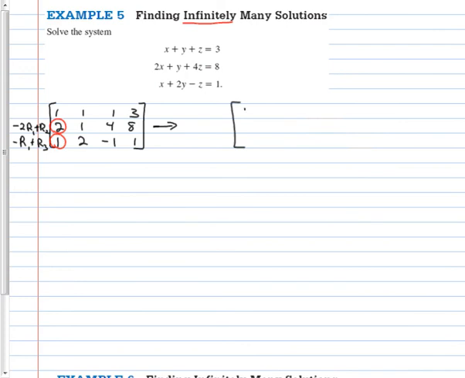So my first line is good. 1, 1, 1, 3. What are we doing? Negative 2 plus 2, 0. Negative 2 plus 1, negative 1. Negative 2 plus 4, 2. Negative 6 and 8, 2. Negative of row 1 added to row 3. Negative 1 plus 1, 0. Negative 1 plus 2, 1. Negative 1 minus 1, negative 2. Negative 3 plus 1, negative 2.